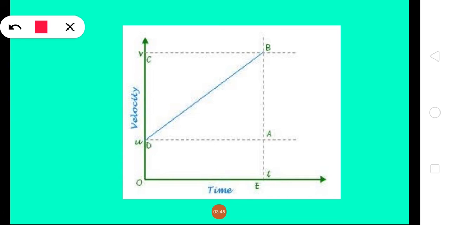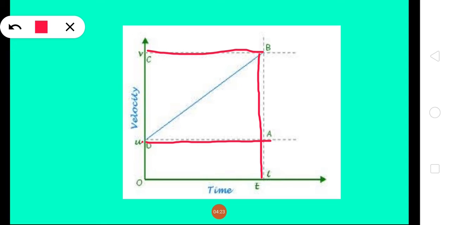So the line was initially DB. So we are drawing a perpendicular line from the point B to the time axis and a parallel line to the time axis by joining it to the velocity line. Similarly, from the point D, we are joining it to the point A. So this will complete the figure and will enable us to derive the equation.